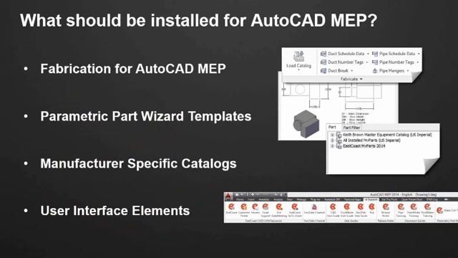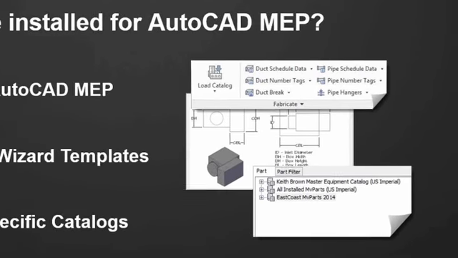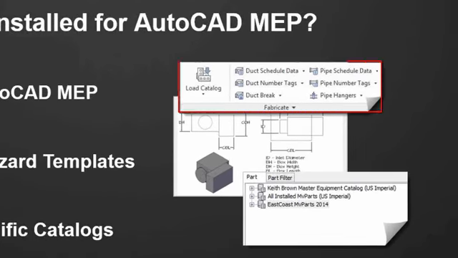Even though we weren't going to talk about how to install AutoCAD MEP and EastCoast CAD, I do want to go over what should have been installed, at least in the CAD portion of the software. First, of course, you need our main product, which is Fabrication for AutoCAD MEP, and you can tell if that's been added if on the Home tab of the ribbon you have what is showing here, this first little top picture where you have the load catalog screen on the Home tab of the ribbon.